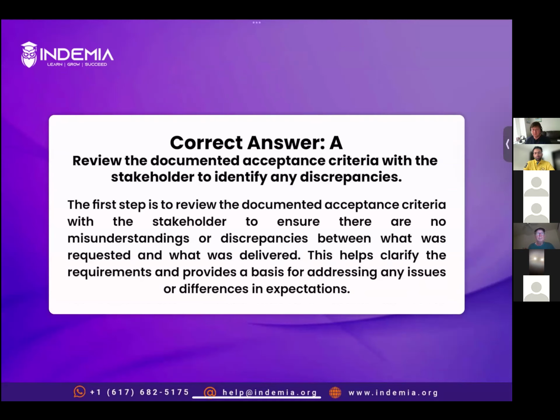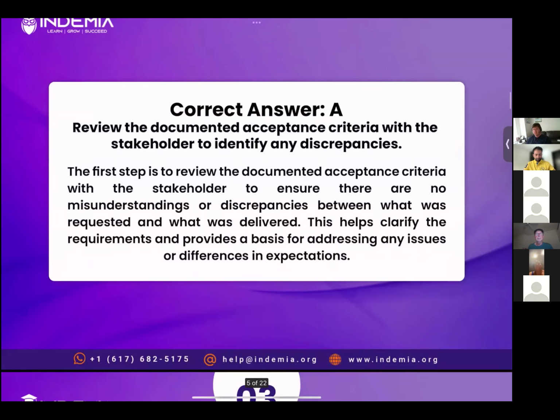Also, one more thing, whenever there is a dissatisfaction about the product, do not ignore the option that has acceptance criteria in it, because the decision to accept or reject is based on acceptance criteria. Okay. All right. Next question.